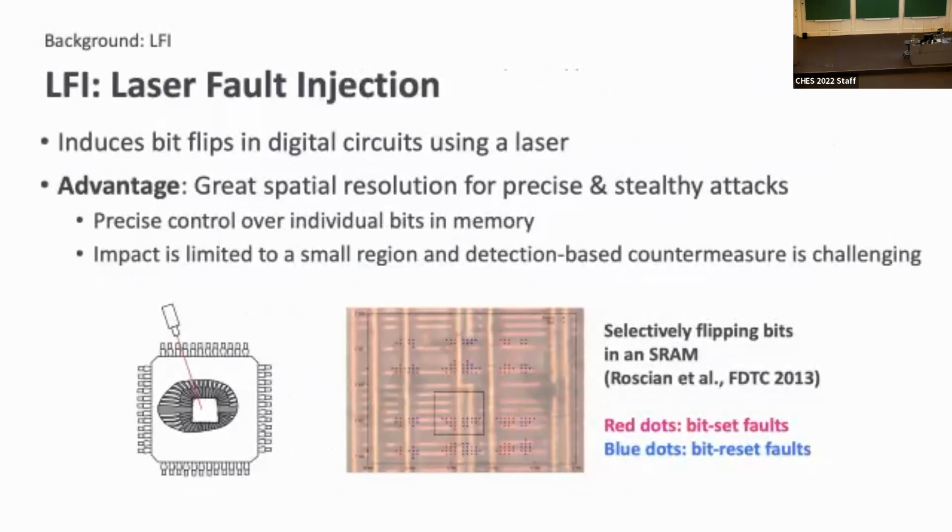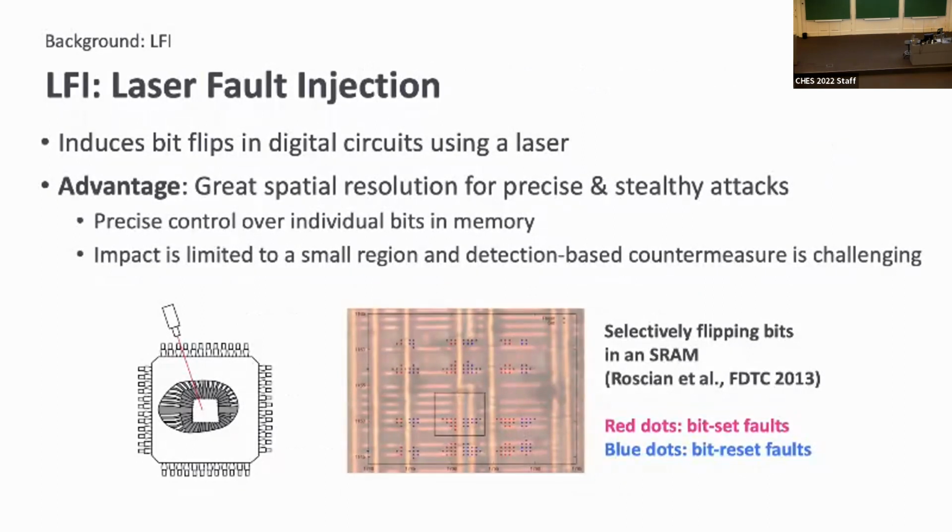As you may already know, laser fault injection is an attack that induces bit flips in digital circuits using a laser. It has a great spatial resolution, and we can even flip individual bits in memory. In the meantime, the impact is limited to a small region, meaning that detection-based countermeasures are challenging compared to other methods like clock glitching that affect globally.